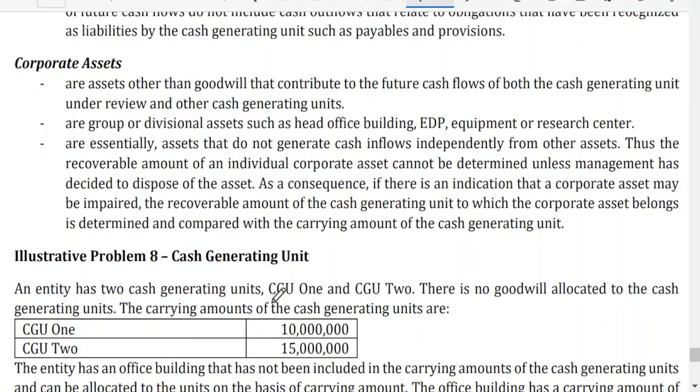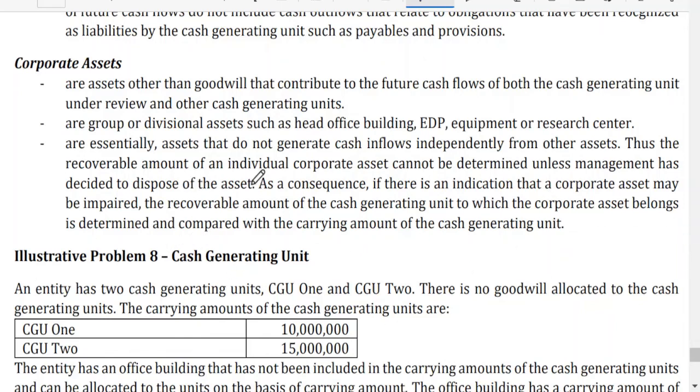We also have corporate assets. So, what are these corporate assets? These are assets other than goodwill that contribute to the future cash flows of both the cash generating unit under review and other cash generating units. Examples of these corporate assets are the head office building, the EDP, electronic data processing equipment, or research center. These are essentially assets that do not generate cash inflows independently from other assets. They cannot generate their own inflows.